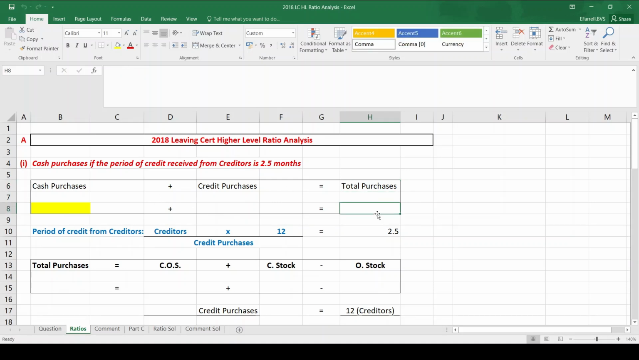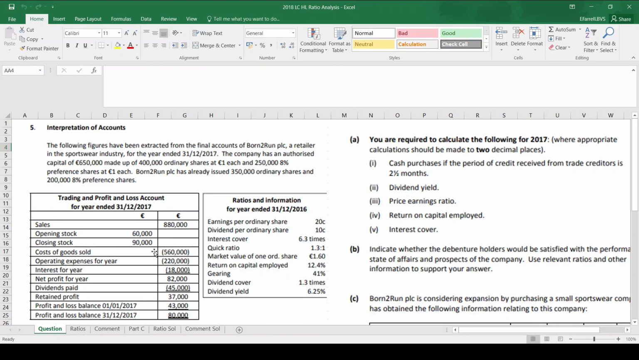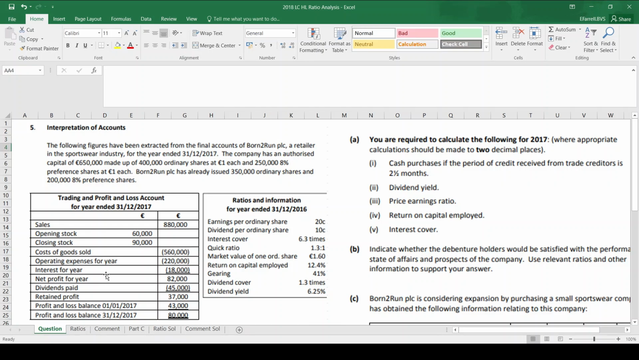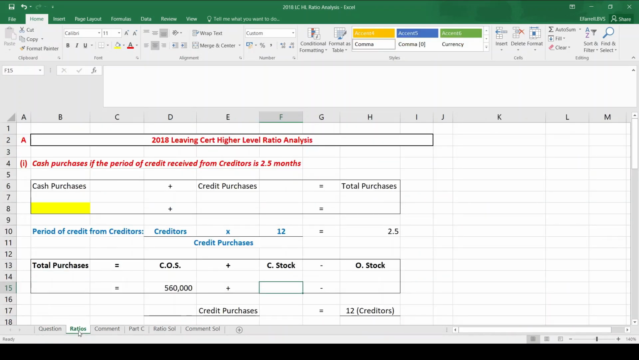The sales one is a bit easier, as total sales is given to us in the question, whereas total purchases is not. So we have to do a little work in here to find out total purchases. So total purchases is equal to cost of sales plus closing stock less opening stock. So if I go to the question, my cost of sales or cost of goods sold is 560,000. And I'm going to add my closing stock, which is 90, and take away my opening stock, which is 60.